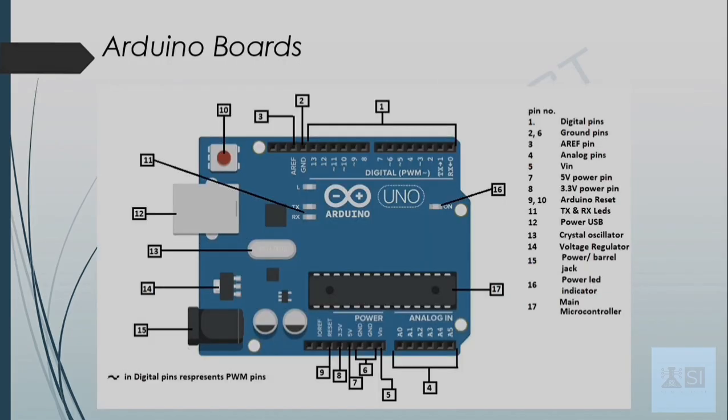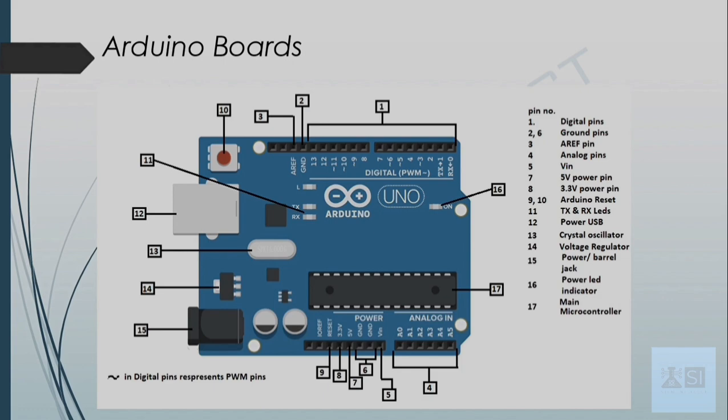So the next thing is the Arduino board. We are going to discuss every component on the Arduino board. I have labeled it from 1 to 17, and we are going to discuss each of them one by one. So the pin marked as 1 is called the digital input output pins.